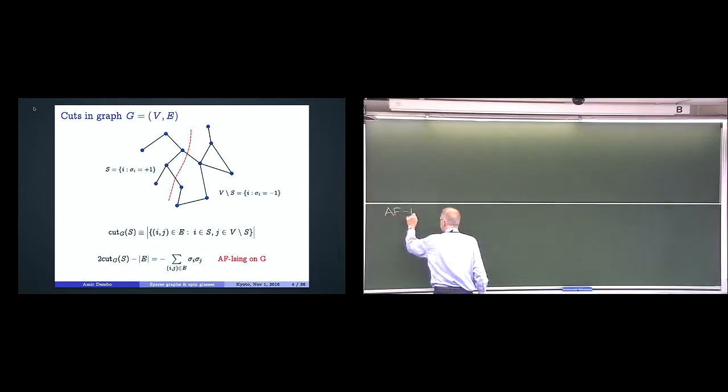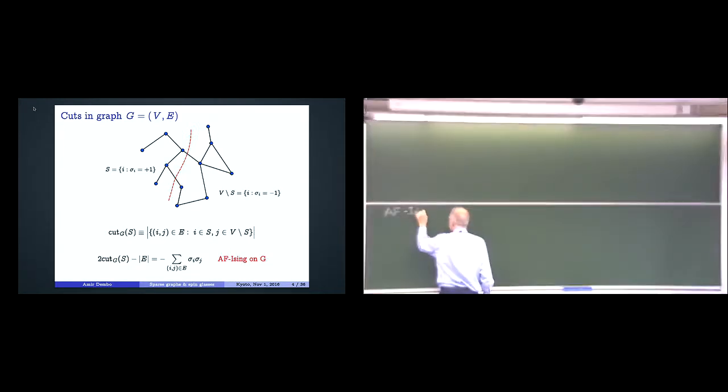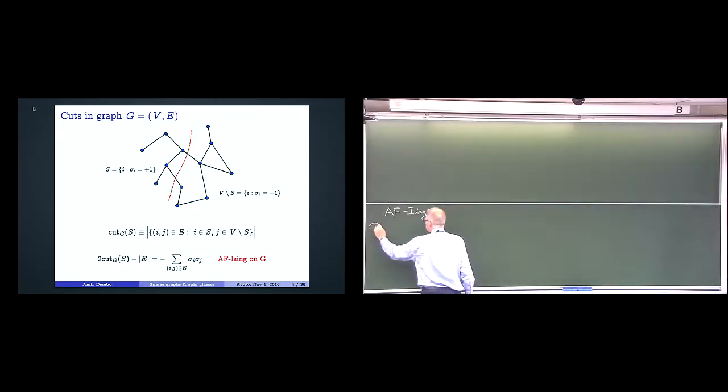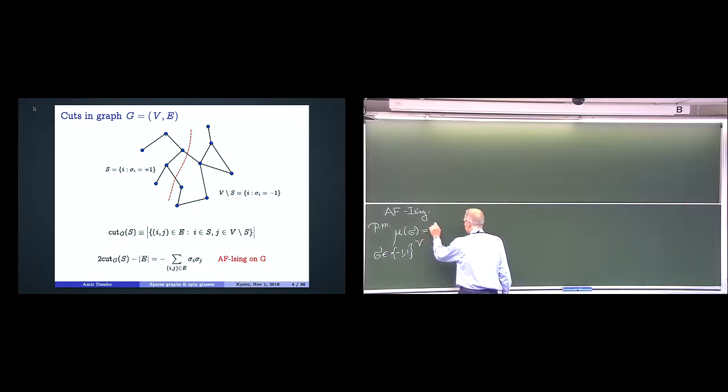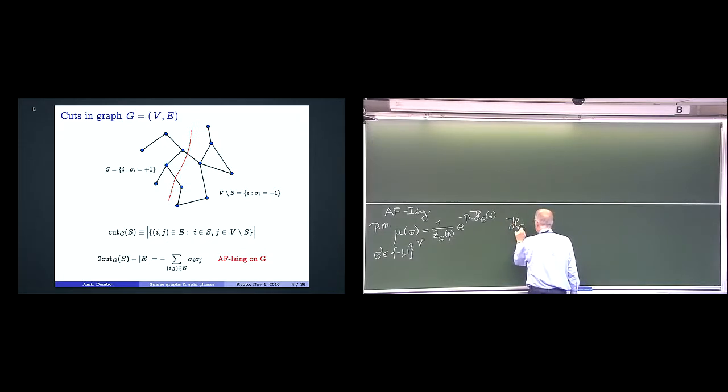Anti-ferromagnetic Ising is a probability measure mu on sigma in minus one, one to the V, which is normalized, proportional to e to the minus beta H_G of sigma. And H_G of sigma is what appeared before.